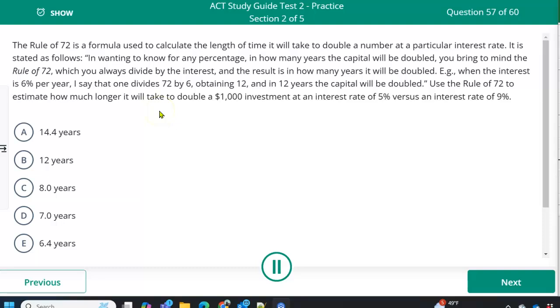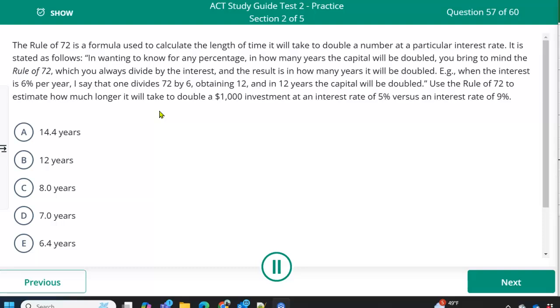Rule of 72 is a formula used to calculate the length of time it will take to double a number at a particular interest rate. It is stated as follows: in wanting to know for any percentage in how many years the capital will be doubled, you bring to mind the rule of 72, which you always divide by the interest, and the result is in how many years it will be doubled. For example, when the interest rate is 6% per year, I say that one divides 72 by 6, obtaining 12, and in 12 years the capital will be doubled.